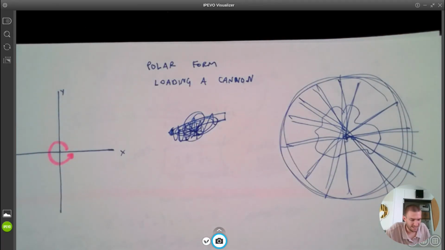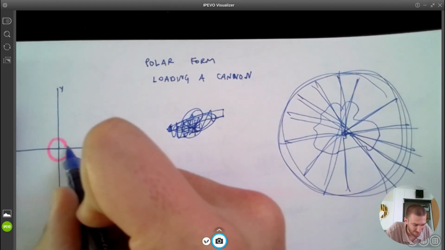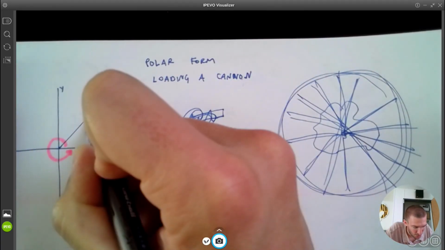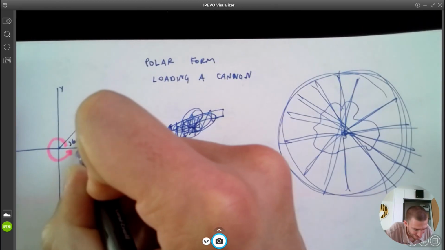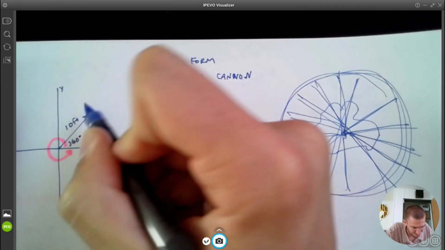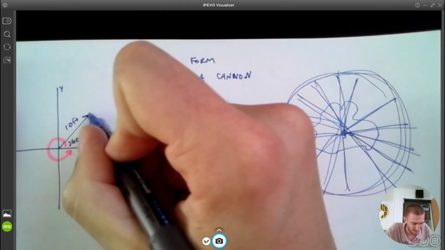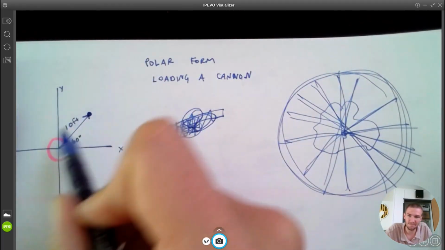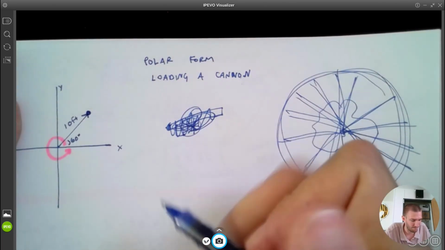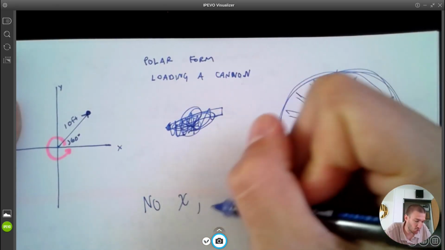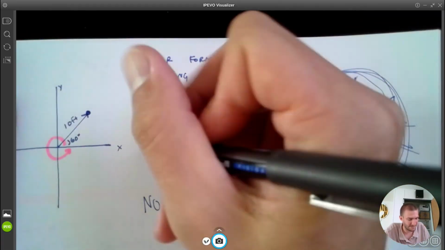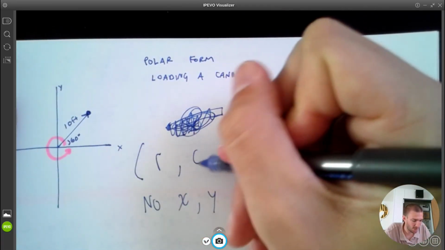So instead, your polar form is kind of like saying that you want to load a cannon and you want to launch something at a 60-degree angle, and you want to launch it like 10 feet. Now, that is another way to plot something on this XY plane. But the thing about polar form, and this is the big one, is that it's no X and Y. Polar form is different. Polar form is R, theta.